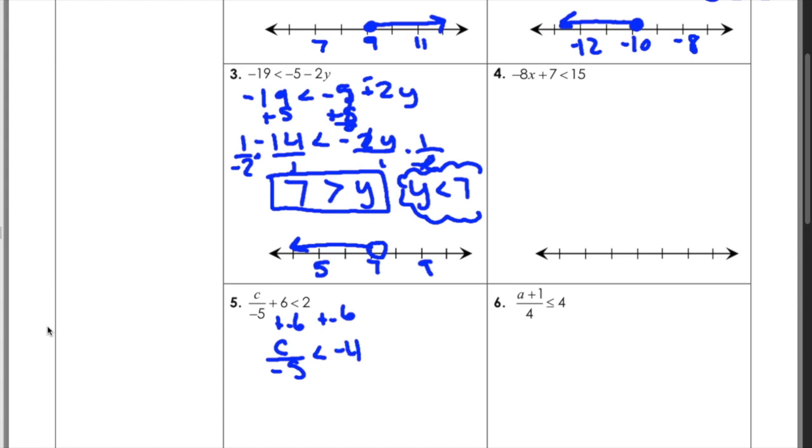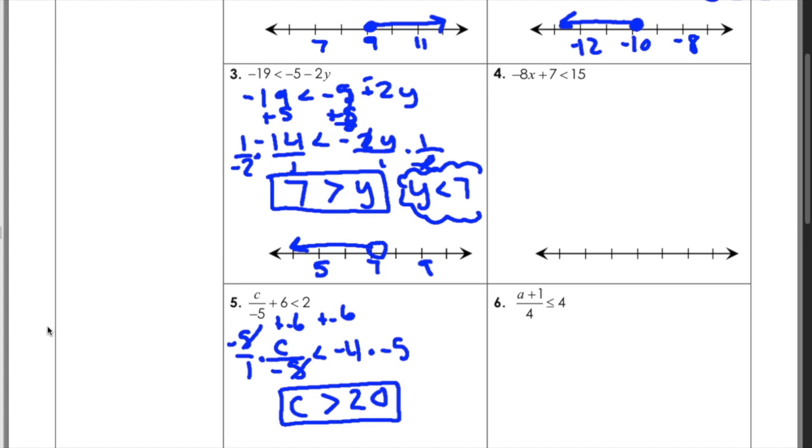Then I need to get rid of my negative 5 in the denominator and multiply by negative 5 over 1. So that cancels out to 1c. I have to multiply by negative 5 on both sides. Again, notice we are multiplying by a negative on both sides. A negative times a negative is positive, so we switch the inequality to greater than, and negative 4 times negative 5 is positive 20. So our final solution for this inequality is c is greater than 20.